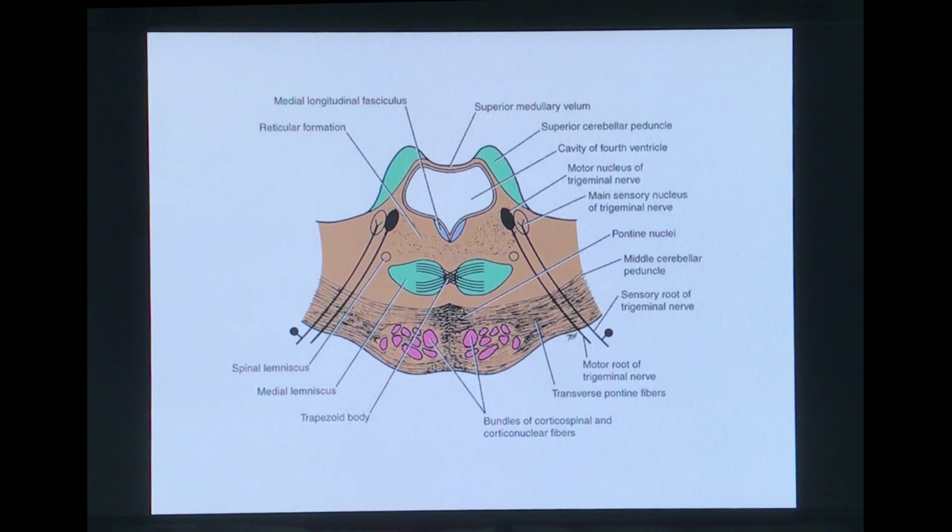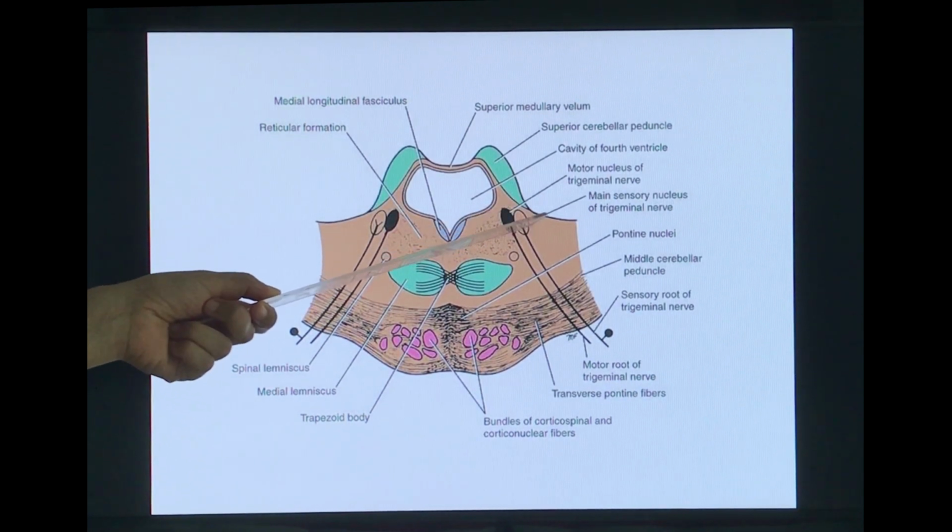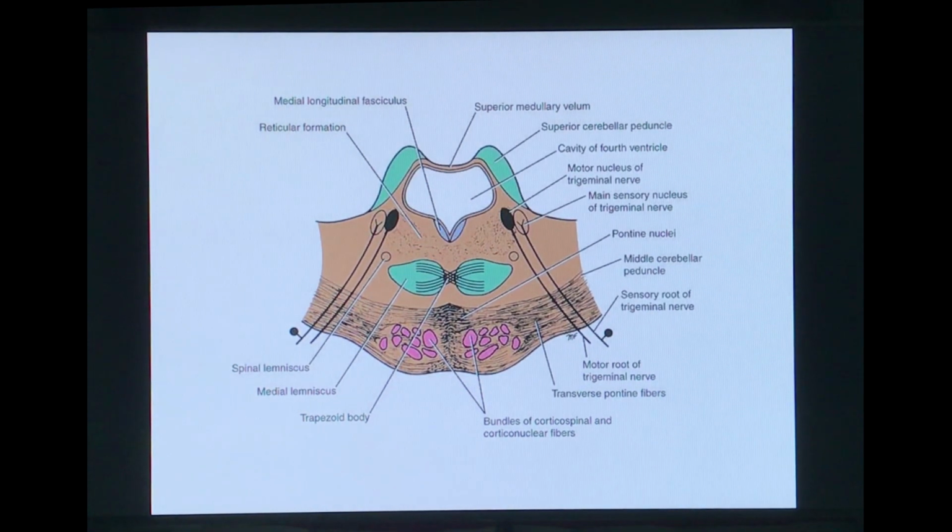So here is the section. You can see the two nuclei over here, the motor nucleus, and this is the main sensory nucleus. You can see the formation of the spinal lemniscus here, then the medial lemniscus, and also you will be seeing the lateral lemniscus. These lateral lemniscus fibers are coming from the trapezoid body and the superior olivary complex.